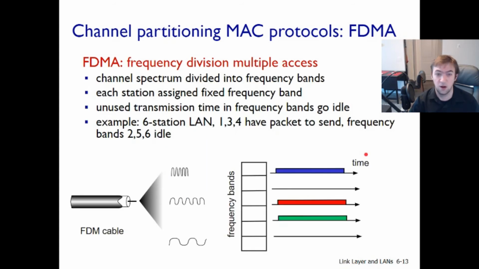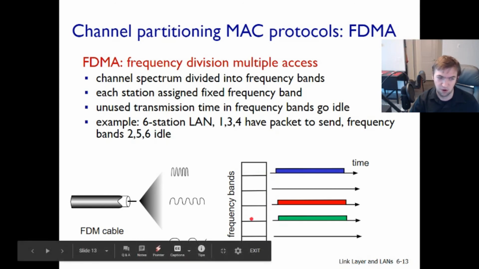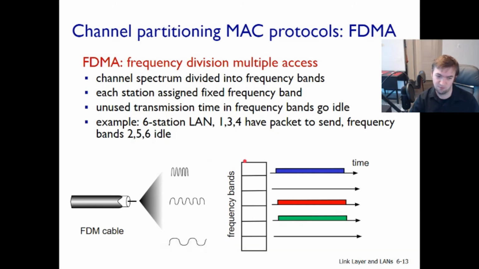Another way to divide up the channel is using frequency division. So the idea here is that you take the frequency of the channel, the bands that are actually within, say, a cable, and split it up among the different stations. So number 1, 3, and 4 all get their own specific frequency bands that they're allowed to send stuff along, splitting up the cable into, for instance, 6 different slots.